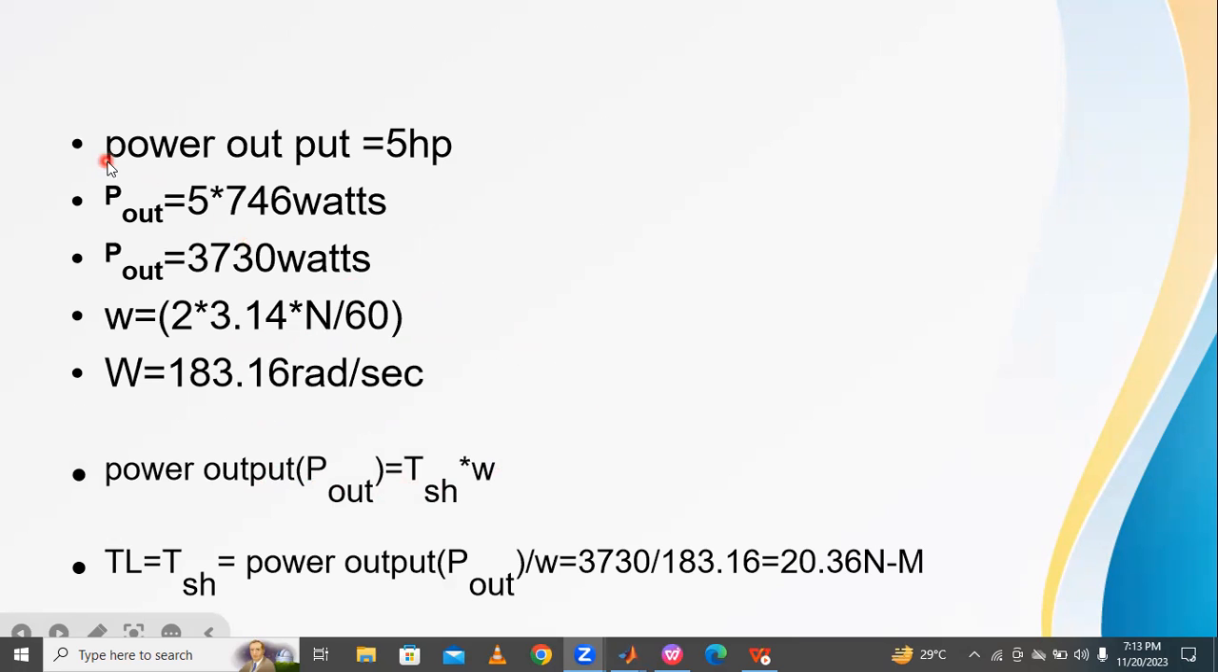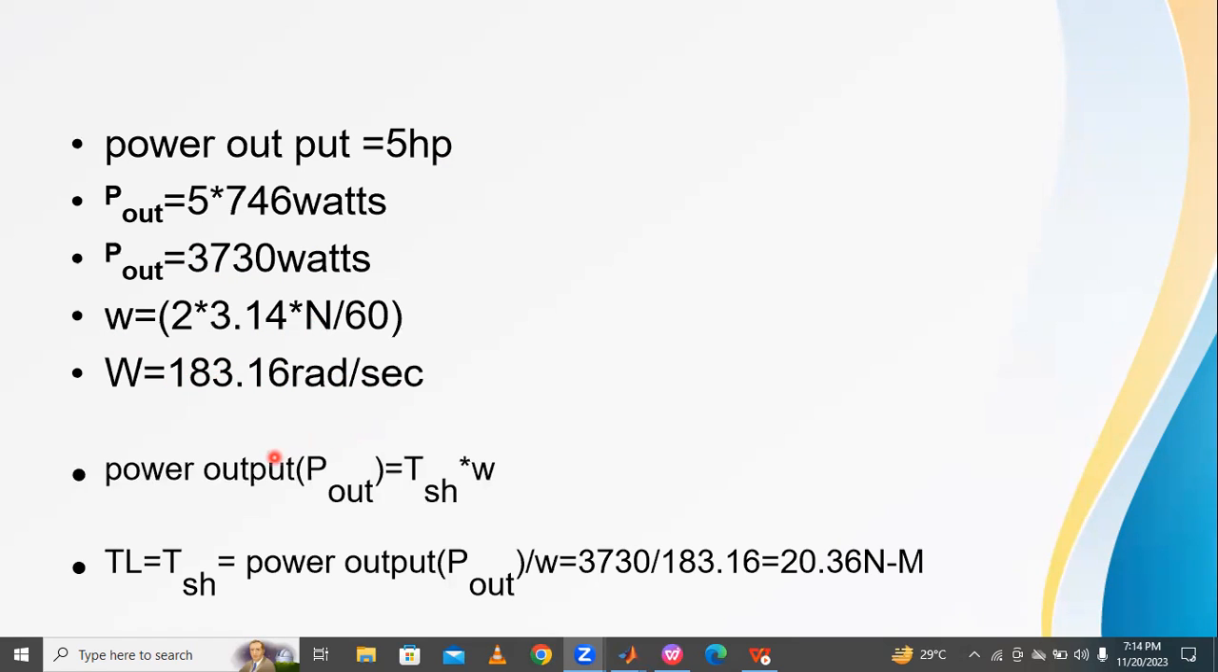Then next, we know from the nameplate details of this DC motor that the power output is 5 HP. To convert horsepower into watts, we multiply by 746, so 5 into 746 gives a power output of 3730 watts. Then the angular velocity in radians per second is 2 pi N by 60. Speed is 1750, and by substituting here we get 183.16 radians per second.